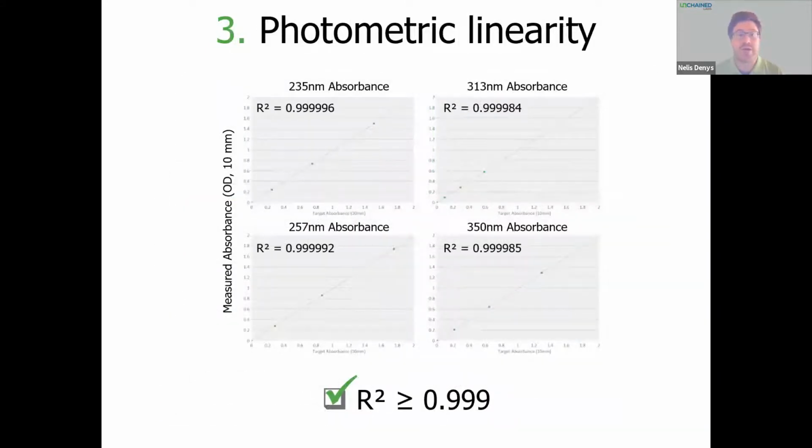For photometric linearity, a linear regression of the means of the 6 replicate measurements at each tested wavelength of UV20, UV60, and UV120 is plotted through 0. The calculated R-squared value is well within the spec of being higher or equal to 0.999.